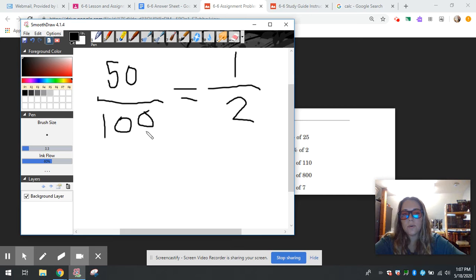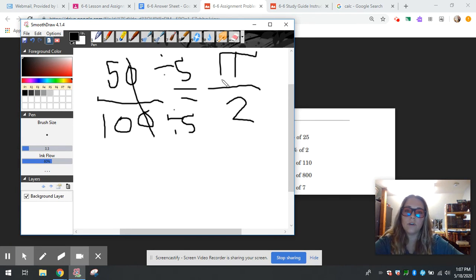If you want to go through all the steps of reducing this, then you could just chop off the zeros. It's like the same idea as dividing by 10. Then I'm left with 5/10, and 5 is half of 10. If I wanted to show all my work, I could divide the bottom and the top by the same number. Numbers that end in 5 or 0 are divisible by 5. 5 divided by 5 is 1. 10 divided by 5 is 2. So 50 out of 100 is 1/2.